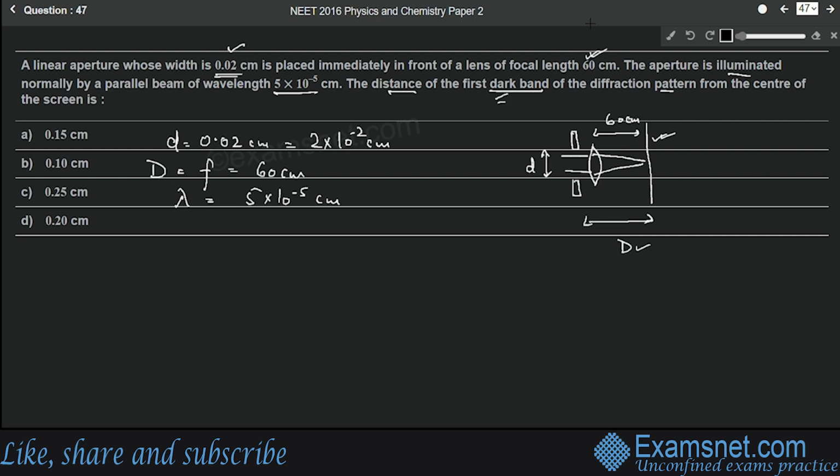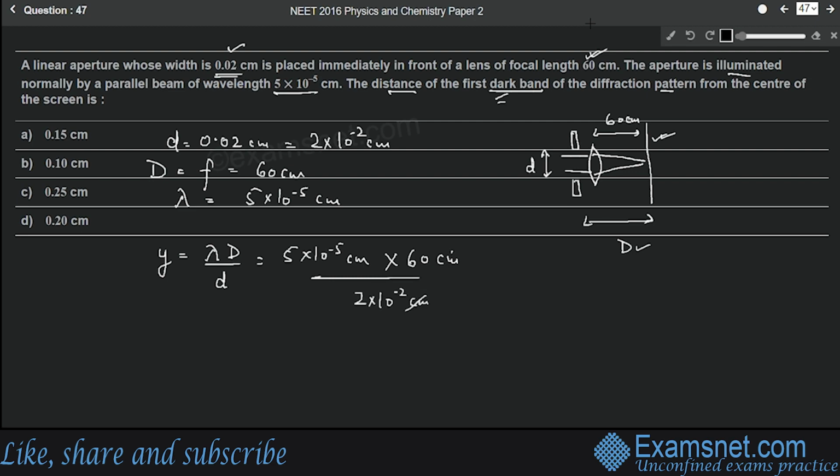So for minima, dark band means we are talking about the minima. So for minima, y equals lambda into capital D by small d. Okay, so let's put the values and solve. Lambda is 5 into 10 to the power minus 5 centimeter. Capital D is 60 centimeter. And small d is 2 into 10 to the power minus 2 centimeter.